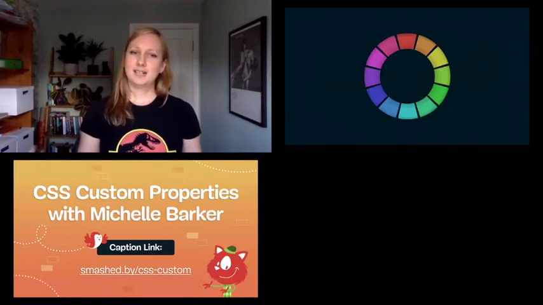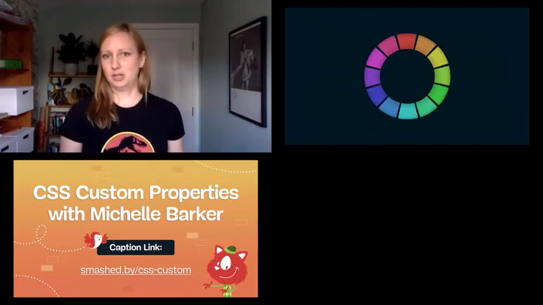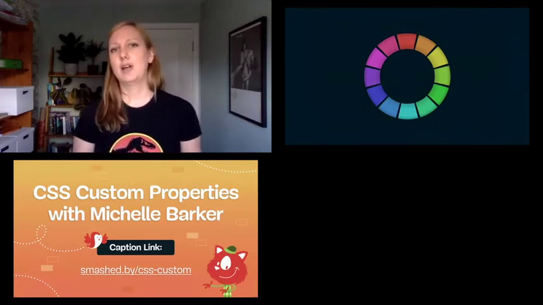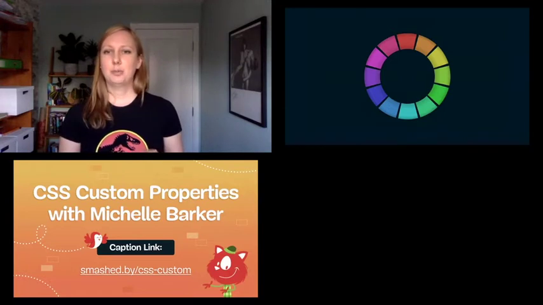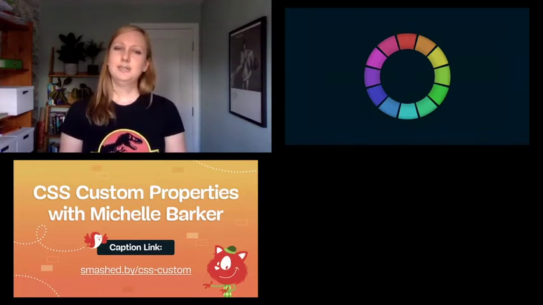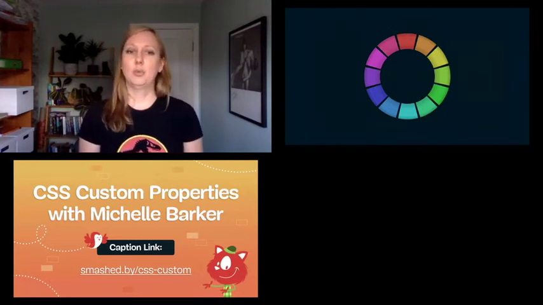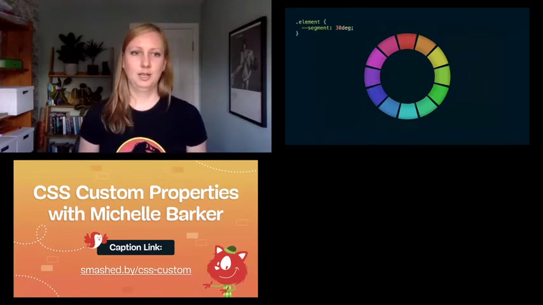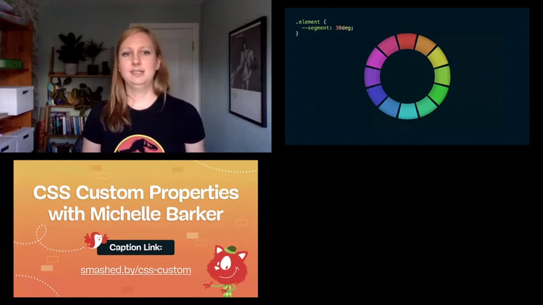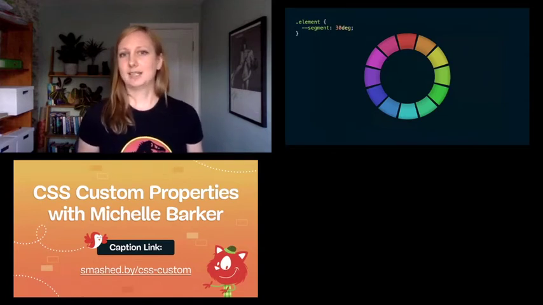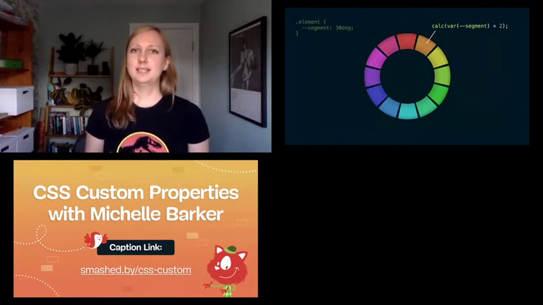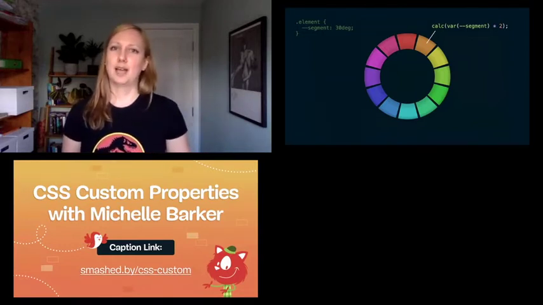So this is in fact a single div CSS illustration of a color wheel, which I made using only CSS, conic gradient in particular, and the mask-image property. And it uses custom properties in a similar way to determine the hue value of each segment. So each segment is 30 degrees, which we can set as a custom property. And then each gradient stop is calculated as a multiple of that custom property.